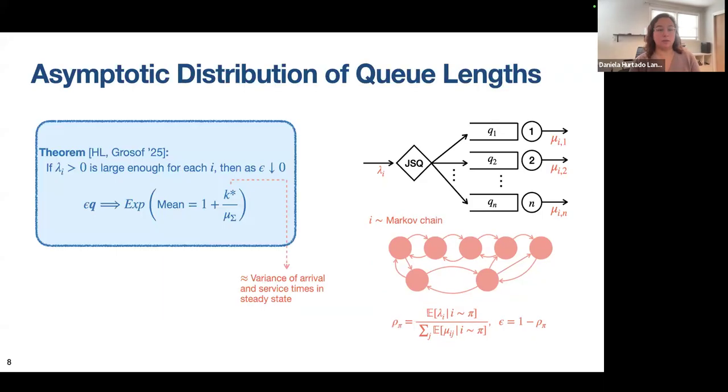And the result is what we would expect in heavy traffic. So we take the vector of queue lengths, we scale it by the heavy traffic parameter epsilon, 1 minus rho, and then we show that it converges in distribution to a vector of exponential random variables with a certain mean that depends on the variance of arrival and service times in steady state. Now, notice there's a condition here. I said for lambda_I large enough for each I, and I'm going to get to that once we go through the key steps in the proof. Okay, so as I said, this result is not surprising. It's what one would expect, and our key contribution is how to obtain this result when the arrival and service rates are Markov modulated. So let's go through that.